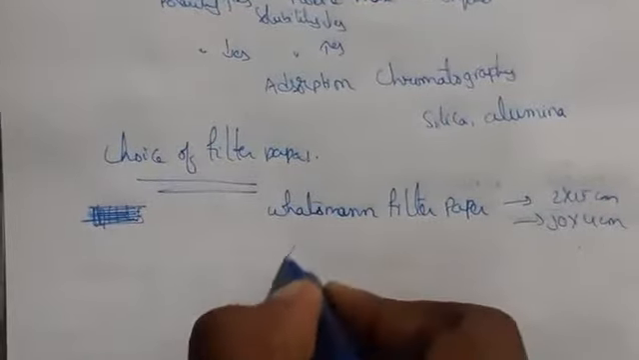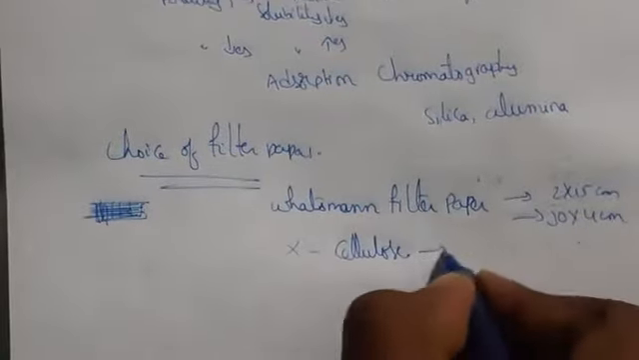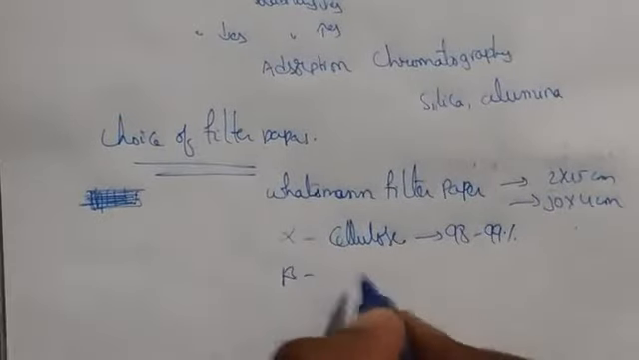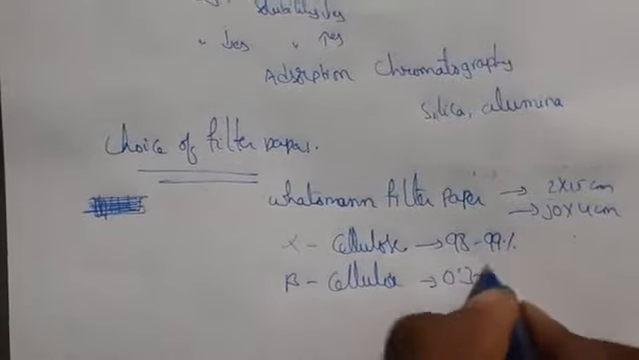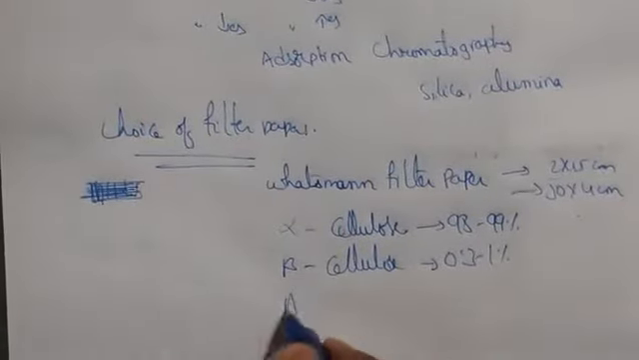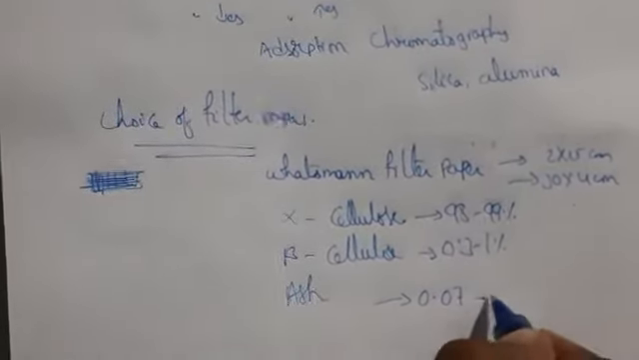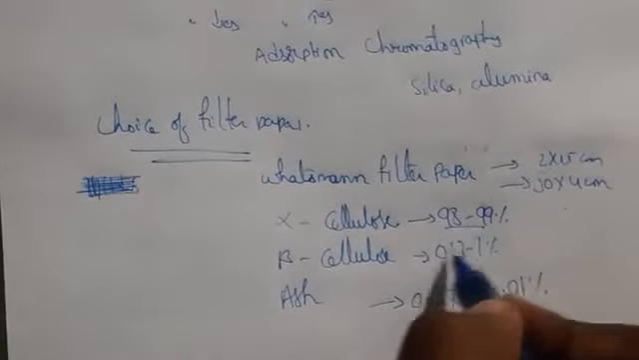So in Whatman we are having alpha cellulose filter paper, that is 98 to 99%, beta cellulose filter paper, that is 0.3 to 1%, and ash. So ash is also one of the filter paper components, here 0.07 to 0.01%. So these are the percentages the papers are going to contain.